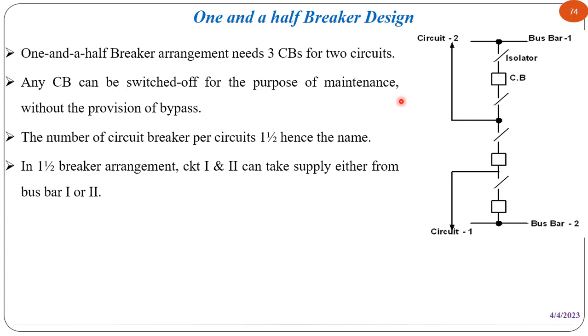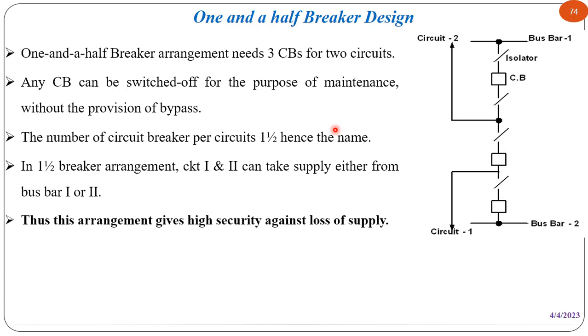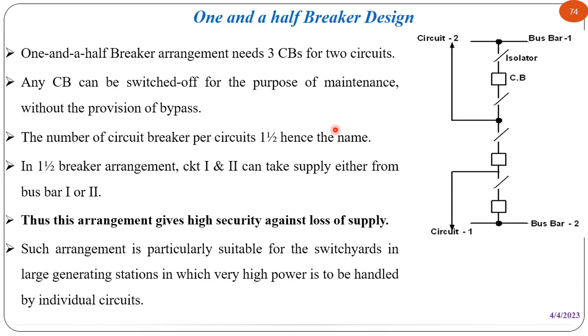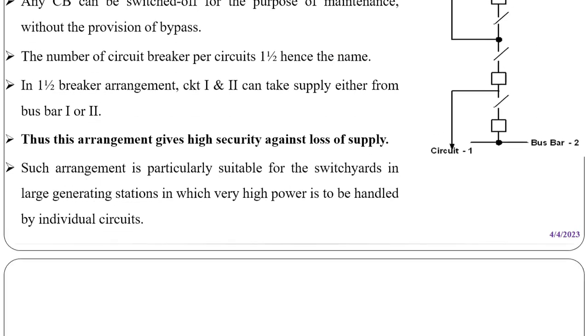So, in 1.5 breaker arrangement, circuit 1 and 2 can take supply either from bus bar 1 or bus bar 2. For example, a new circuit on a corner, a circuit case you still, or a new circuit on a corner. More flexible than the other. Thus, this arrangement gives high continuity of supply. Such arrangement is particularly suitable for the switch yards in large generating stations in which very high power is to be handled by individual circuits.